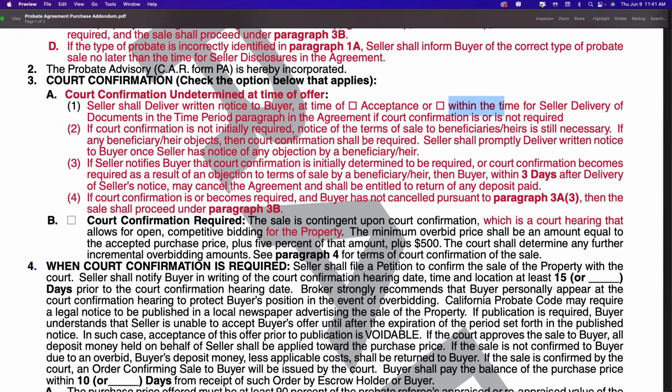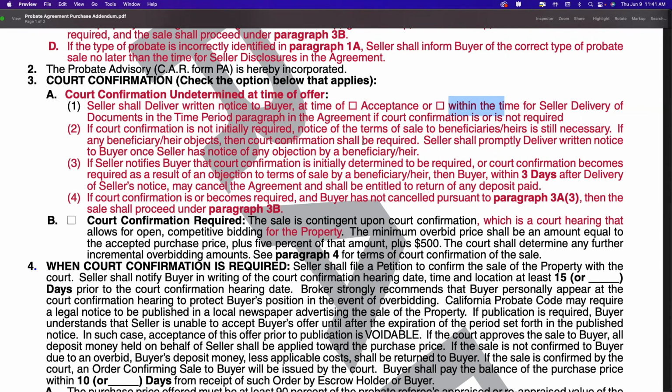If seller notifies buyer that the court confirmation is initially determined to be required or court confirmation becomes required as a result of an objection to terms of sale by a beneficiary or heir, then buyer within 3 days after delivery of seller's notice may cancel the agreement and shall be entitled to return of any deposit paid. If court confirmation is or becomes required and buyer has not canceled pursuant to paragraph 3A, then the sale shall proceed under paragraph 3A.